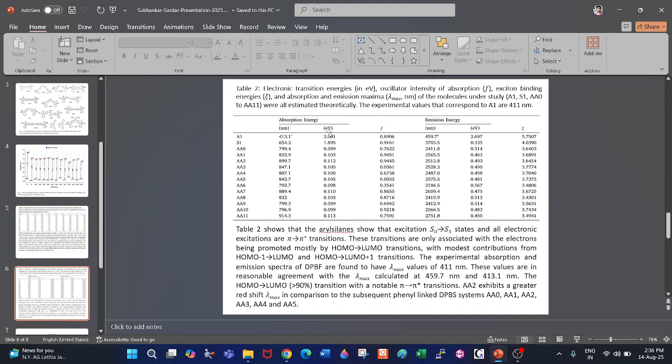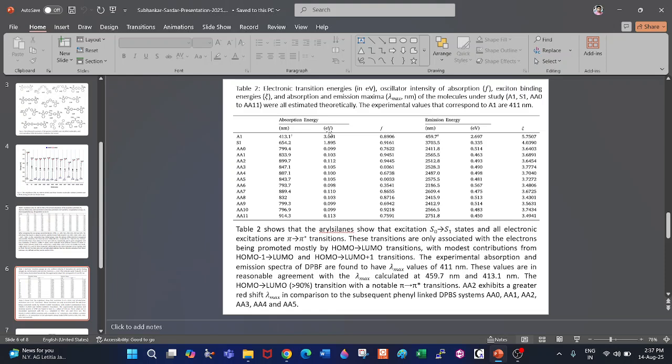Here is table 2. This is some theoretical spectroscopic data: the electronic transition energies in electron volt, oscillator strength of the absorption, exciton binding energies, and absorption and emission maxima of the molecules under study, that is A1, S1 and A0 to A11. This table shows the excitation in a singlet state, S0 to S1 state, and all electronic excitations are from the pi to pi star transition.